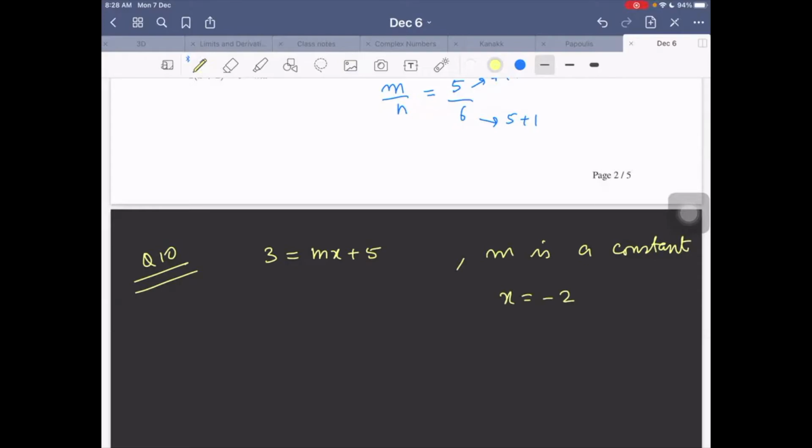Yes, the answer is 1. Just do it mentally. Substitute x is equal to -2. So you have 3 is equal to -2m plus 5. Bring 5 to the other side. We have 3 minus 5, which is -2. So you have -2 is equal to -2m. -2 gets cancelled on both sides. You are left with m is equal to 1.